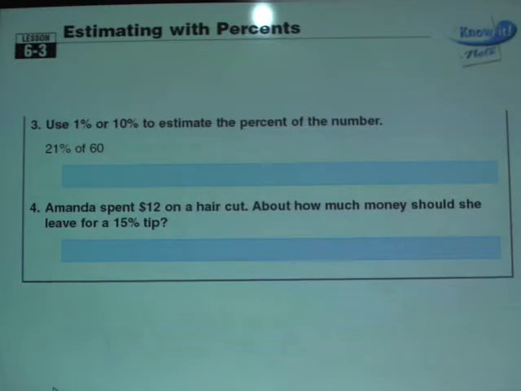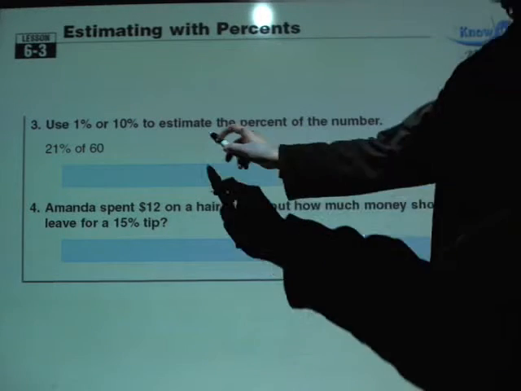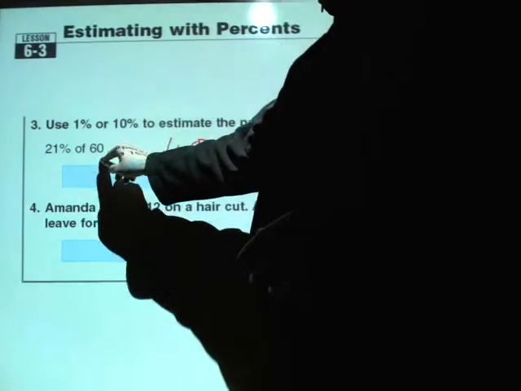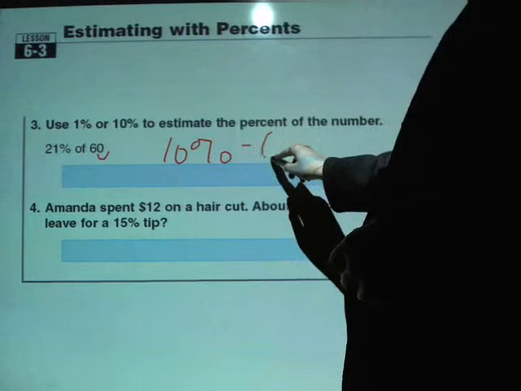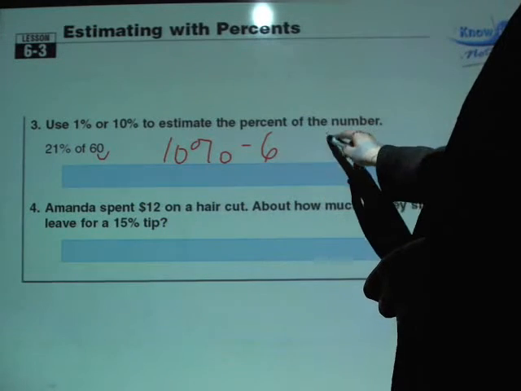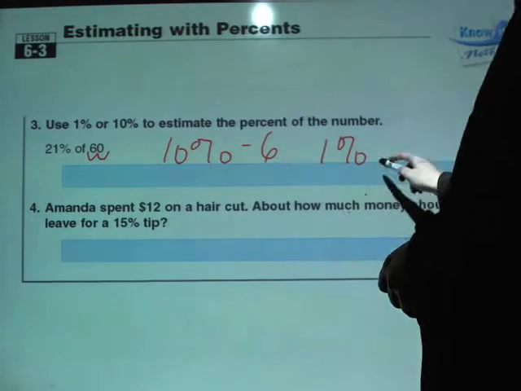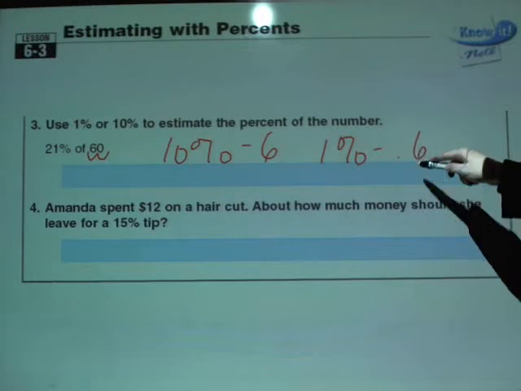All right, here's number 3, using that 1% and 10% idea again, and we're finding 21% of 60. All right, this one's not too bad. 10% again, take and move the decimal in one time. So that's going to give me 6. 1% is going to take and move the decimal in again. So that's going to give me 0.6.